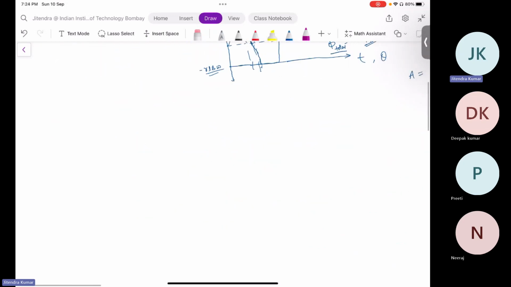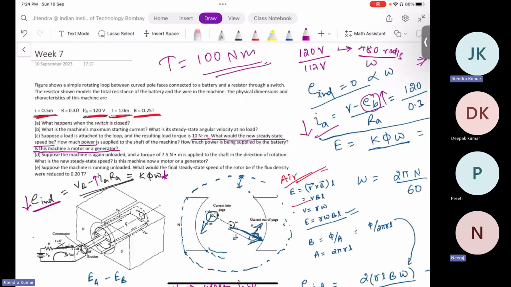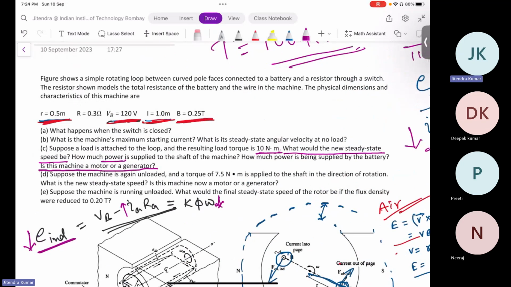Now coming back again to the question, the next thing is, it is asking what would the new steady state speed be? What can you conclude from this second statement? The speed will reduce to some value and stay there. That is absolutely correct. But what will that value be?